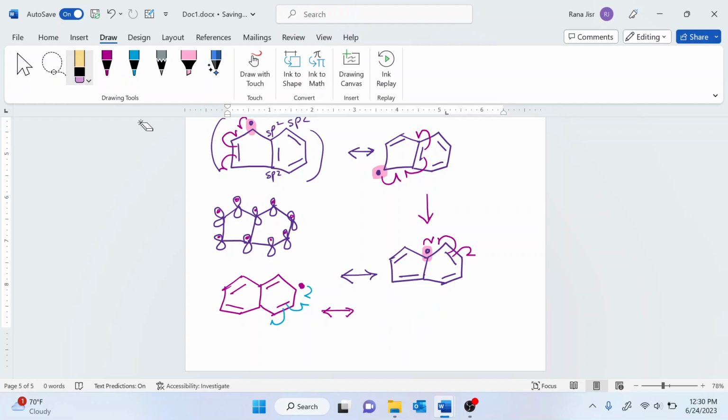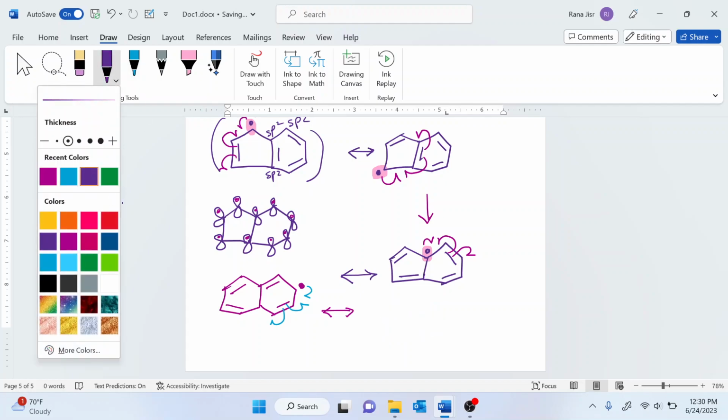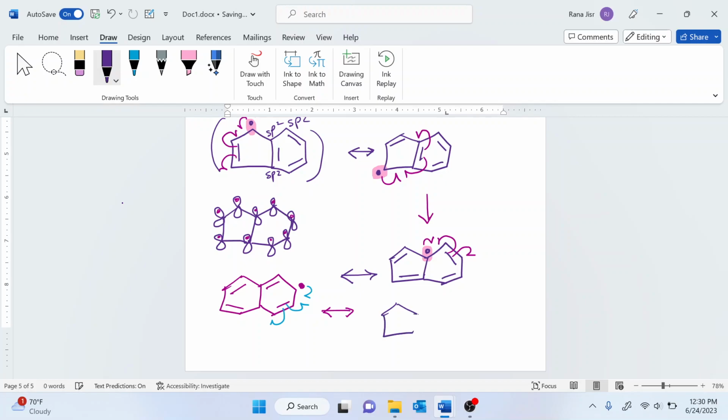This is a cycle of a 5-membered ring. Let's draw it as a 5-membered ring. And you're going to have a free radical over here. This is a 6-membered ring. This is going to be a free radical. This is going to be a double bond, and I have a double bond in there.